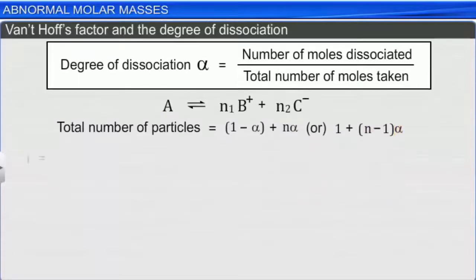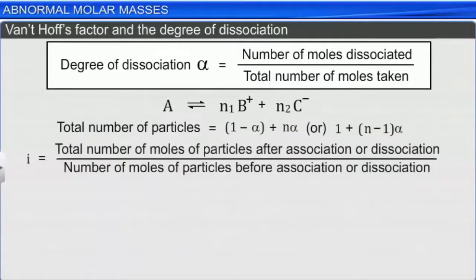Substituting the values of the number of particles in the relation, I is equal to total number of moles of particles after association or dissociation divided by number of moles of particles before association or dissociation, we get I is equal to 1 plus n minus 1 alpha divided by 1. On rearranging, we get alpha is equal to I minus 1 divided by n minus 1. Knowing the value of I from the colligative property measurements, the degree of dissociation, alpha, can be calculated.